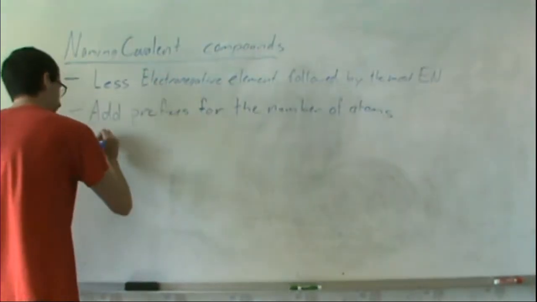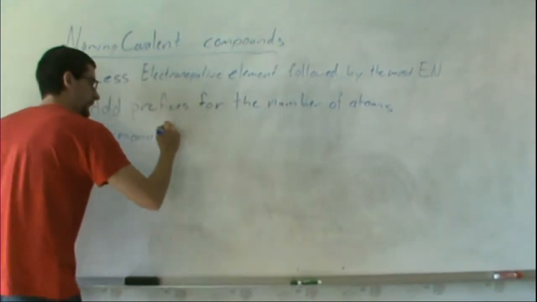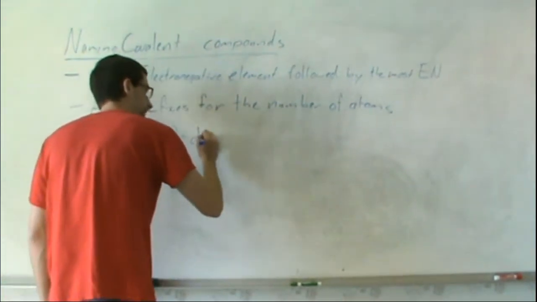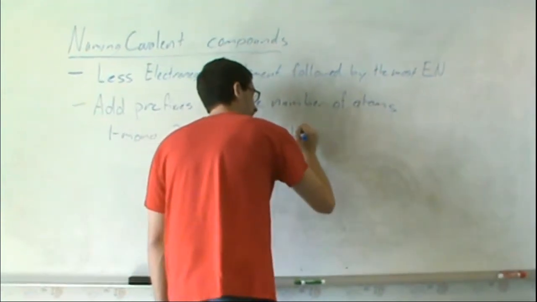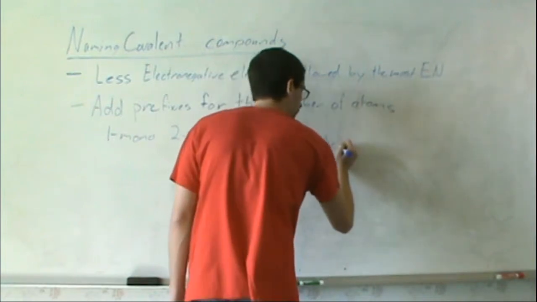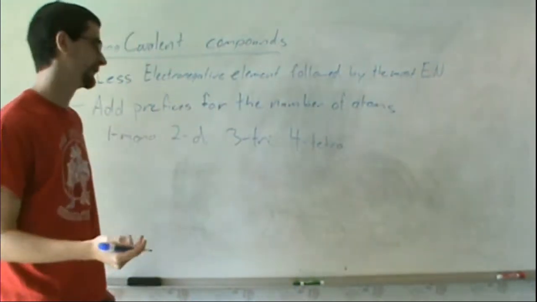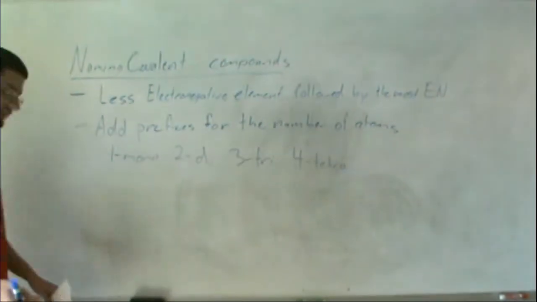And those prefixes, if you only have one atom, it's mono. If you have 2, it's di. If you have 3, it's tri. If you have 4, it's tetra, or tetro, depending on what sounds better, I guess. So those are the prefixes that you basically need to know.